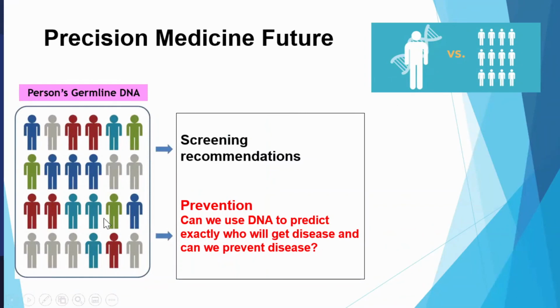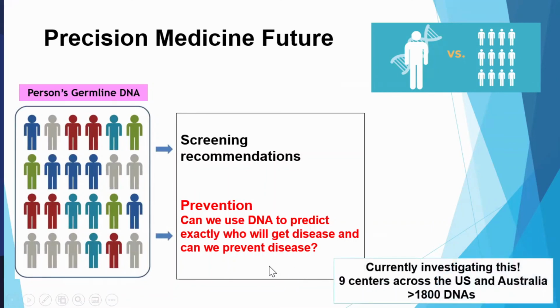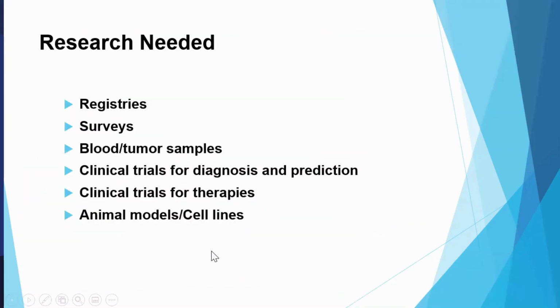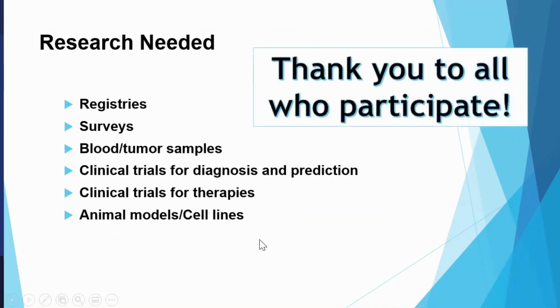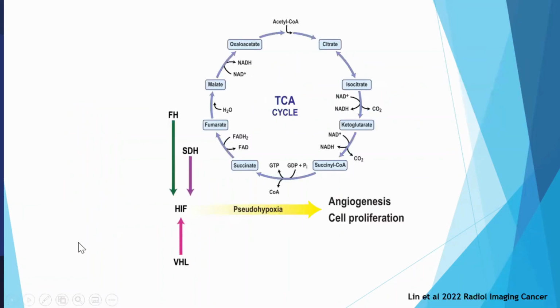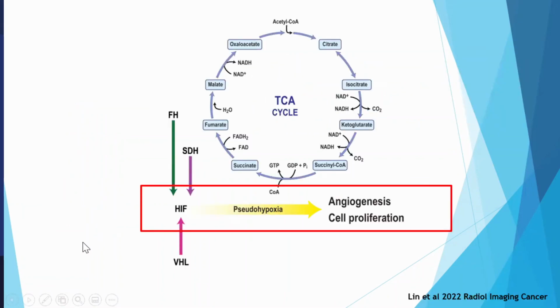We can also use the person's germline DNA to try to predict who's going to get disease and how we can prevent it. These are ongoing studies that we're doing right now. I have NIH funding to do this across 9 centers in the US and Australia to see if we can understand who's at risk. So again, I just want to say thank you to anyone who does participate in research for helping us address these questions.